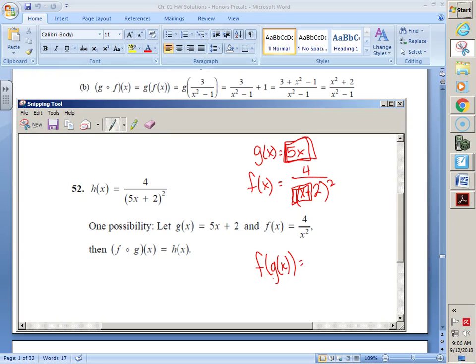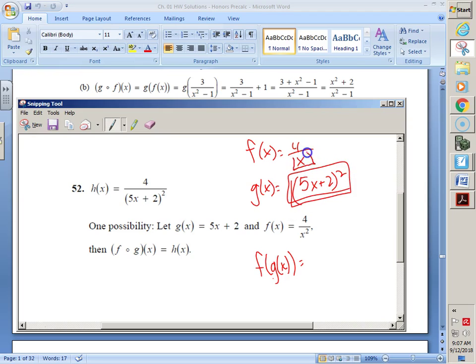Anybody have another one they want to try? Go on. It's sounding good so far, though. So f of x, 4 over x, g. Good. What do you guys think? If you put g into f's spot? Yeah, that works. That works.